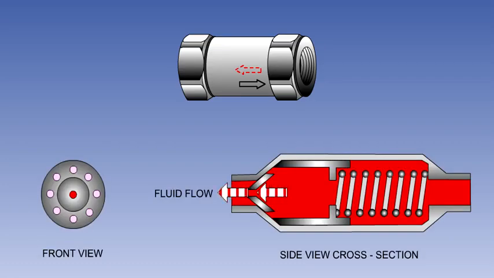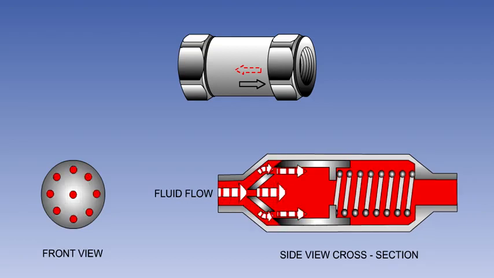When fluid is flowing in the direction of the restriction, the spring, assisted by fluid pressure, will push the valve onto its seat, closing the holes around its circumference, allowing fluid to flow only through the central orifice. When flowing in the opposite direction, fluid pressure will push the valve off its seat, allowing the fluid to flow through all holes.